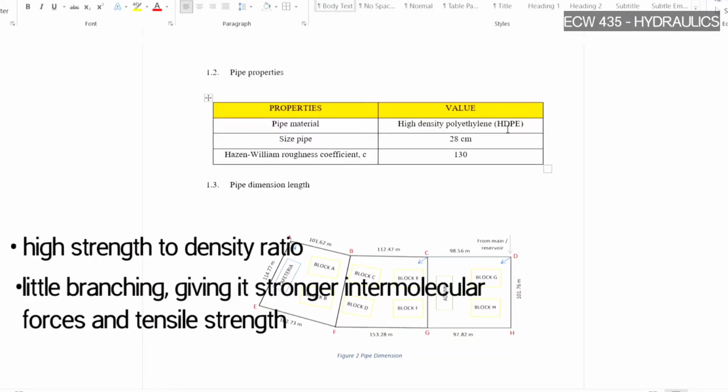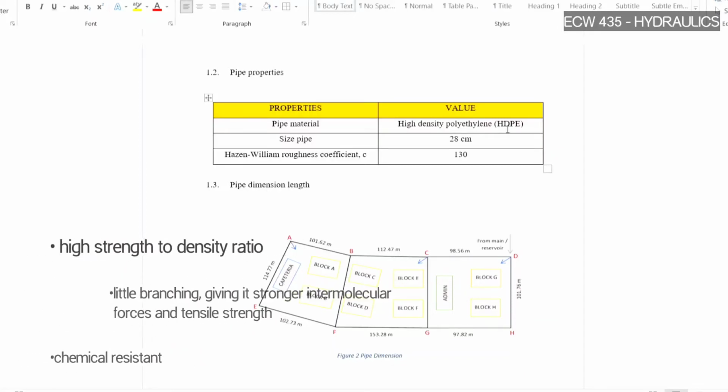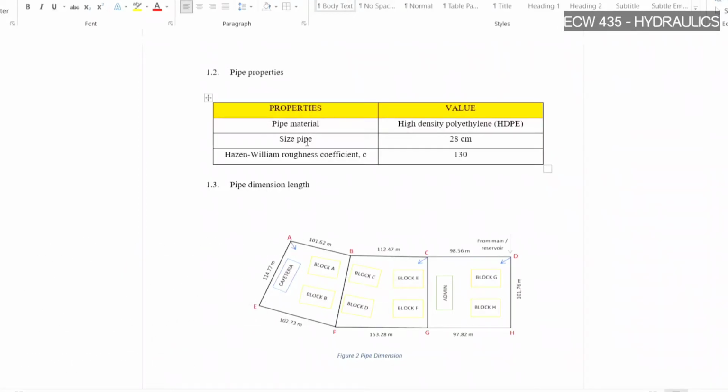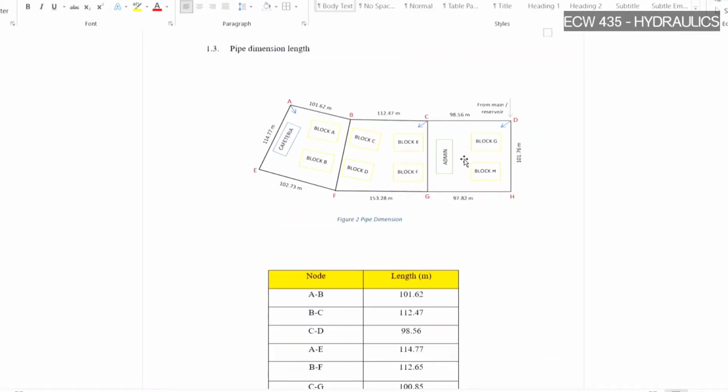And lastly, HDPE, which is high density polyethylene, is chemical resistant, so we can use it for a long period. And the diameter of the pipe is 20x cm. The Hazen-Williams roughness coefficient, which is C, is 113. And then we need to identify the dimension length from A to B, from B to C, and so on.